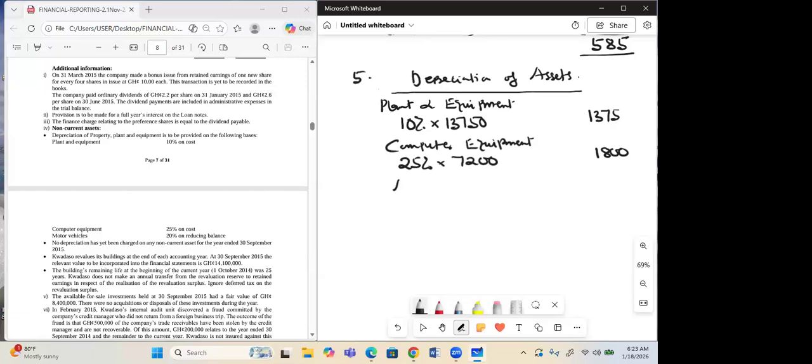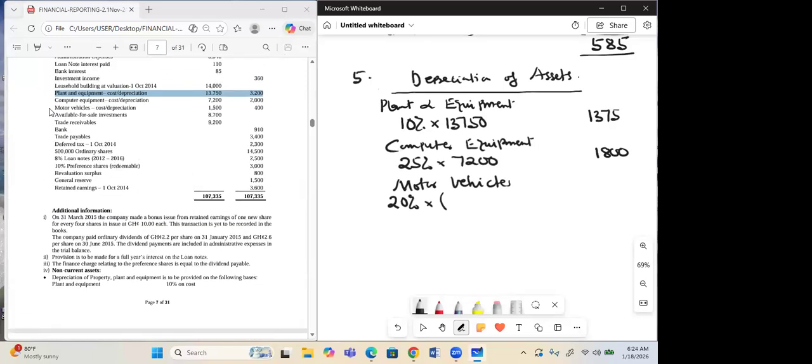Motor vehicles. Motor vehicles is 20% reducing balance. So 20% times reducing balance means the cost minus the accumulated depreciation. So let's look through motor vehicle. The cost is 1,500. Accumulated depreciation is 400. So 1,500 minus 400. What would that give you? 1,100.